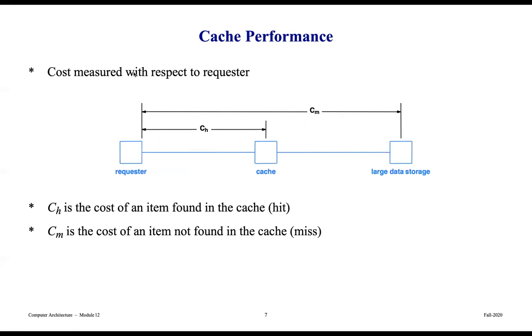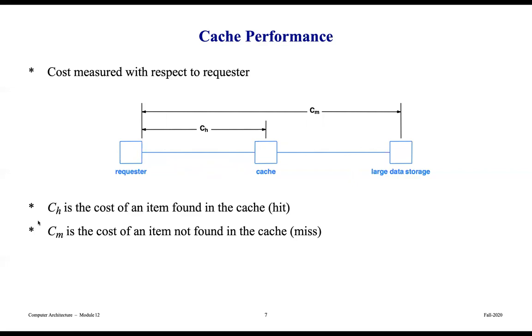So now let's talk about cache performance, and how we would quantify the cost performance. We have this diagram, shown a little differently from before. We have the requester, we have the cache, and then we have the large data stores.